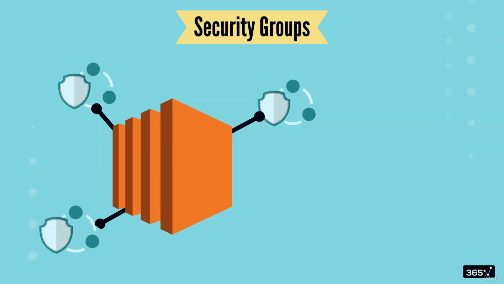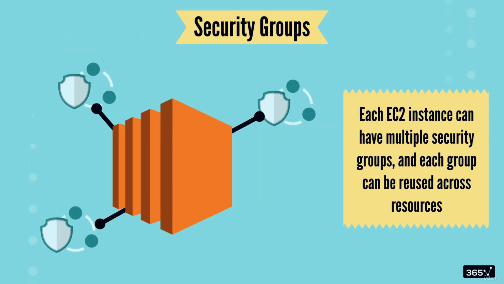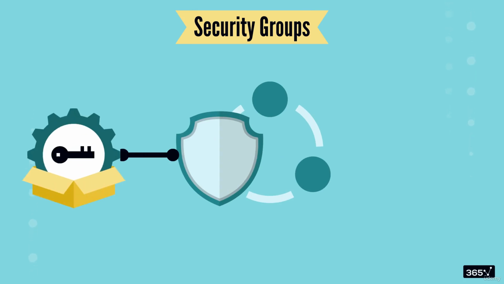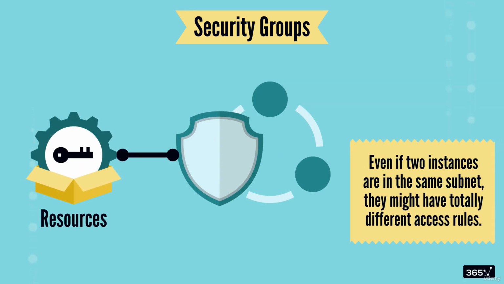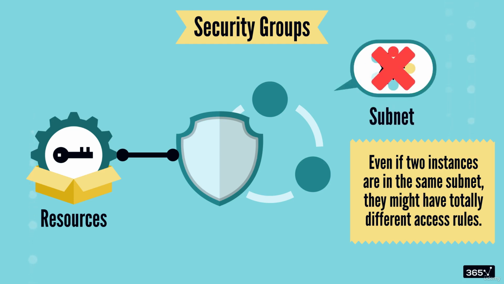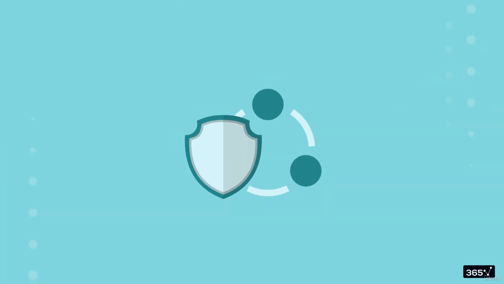Each EC2 instance can have multiple security groups, and each group can be reused across resources, so your rules stay modular and easy to manage. Security groups are as well tied directly to resources, not subnets. So even if two instances are in the same subnet, they might have totally different access rules.